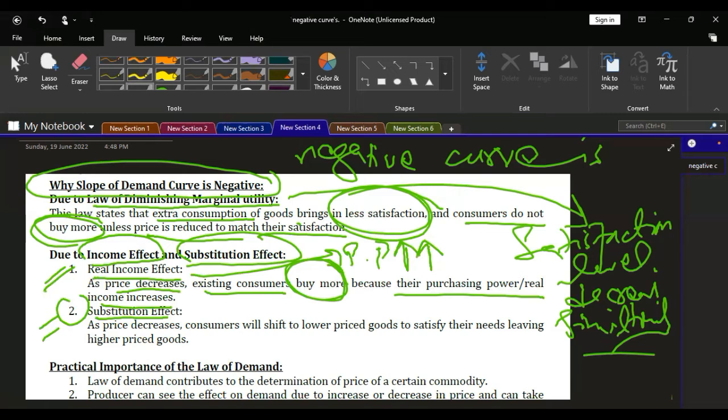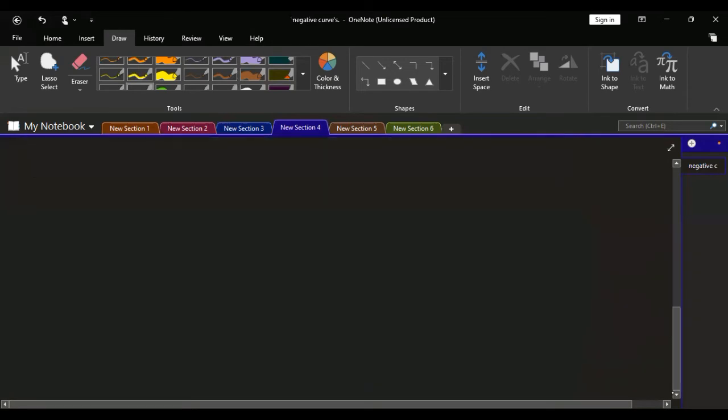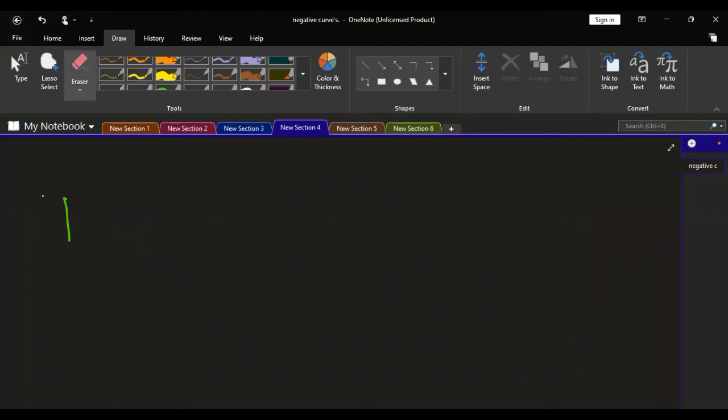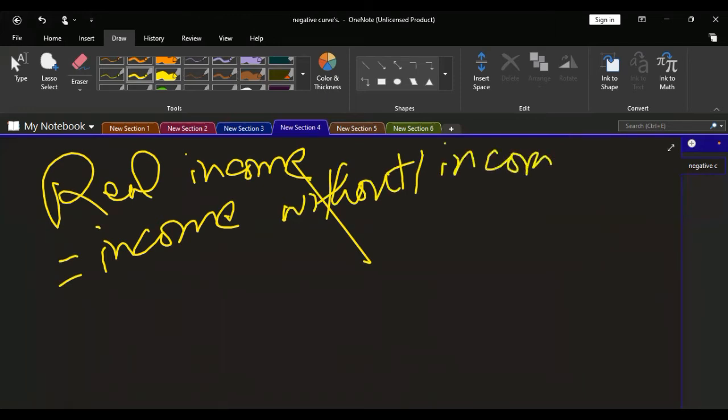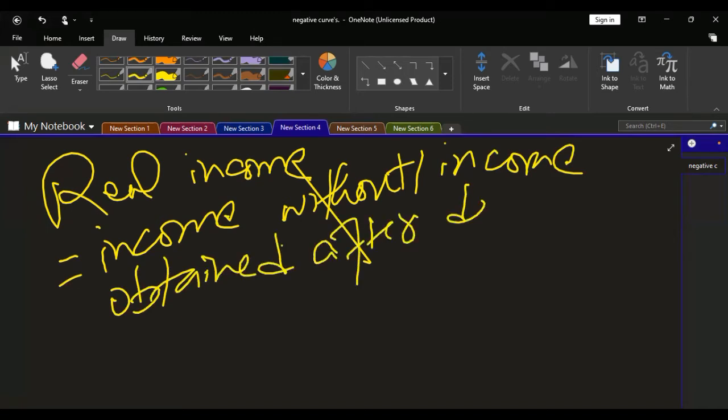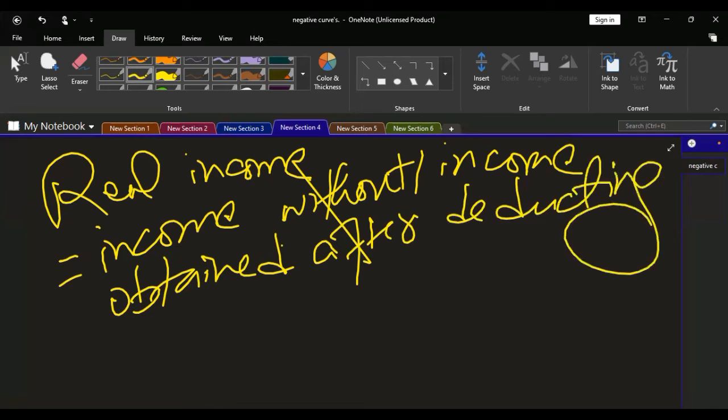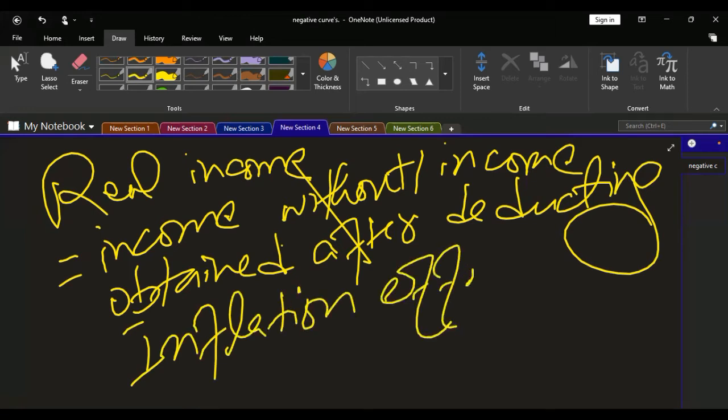What is this real income? Real income means an income without the inflation effect. I may write it here for your kind reference. What is real income? Real income is an income obtained after deducting the inflation effect. So this will be the real income.